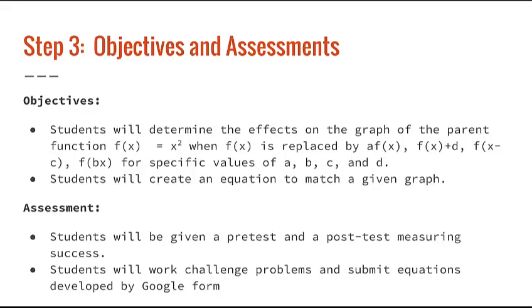For this lesson, students will learn TEK 7C, which says students will determine the effects on the graph of the parent function f of x equals x squared when f of x is replaced by a times f of x plus d, f of x minus c, f of b times x for specific values of a, b, c, and d. At the end of the lesson, students will create an equation to match a given graph through the previously mentioned Thinglink. Before the lesson, students will take a short pre-assessment to assess prior knowledge.